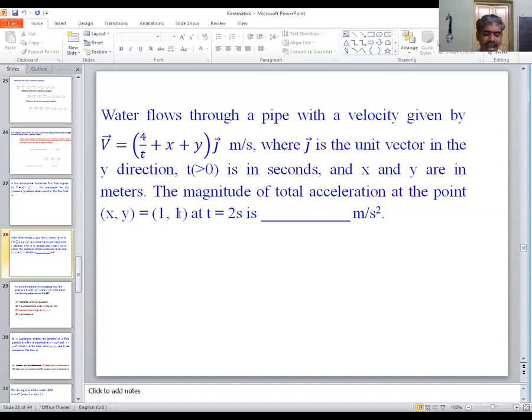Here the total acceleration. The acceleration is dependent on x, y, z, and time. That derivative is known, that's equal to a suffix x, y, z, t, that's equal to ∂v vector by ∂t, that's a local acceleration, then a convective or advective acceleration. I have to find out each component of the local and convective acceleration values. Substitute in that acceleration equation, we can find the value.